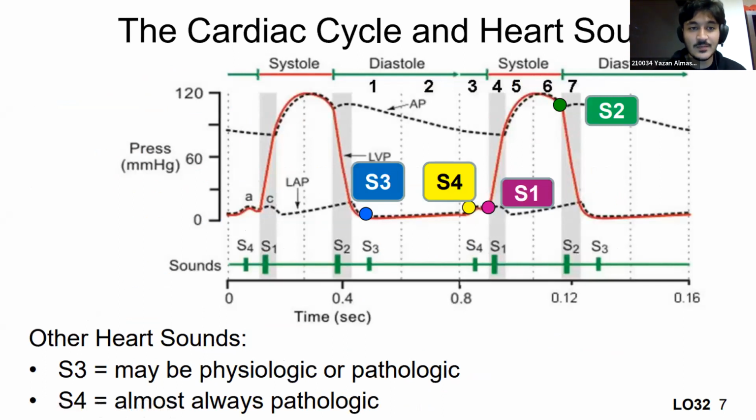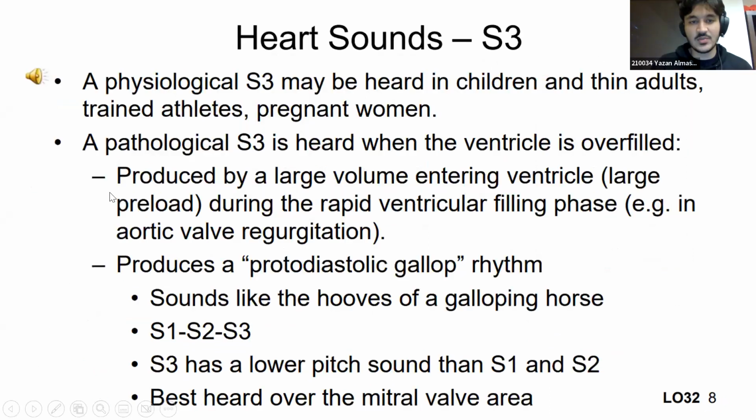Are we good? I'm just going to check the time to see if I'm going too fast. Okay, no, I'm going well, I think. Can you repeat? Which part do you want me to repeat?